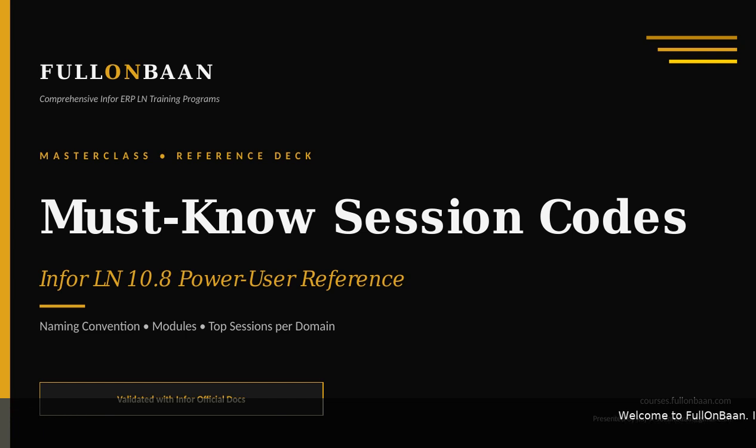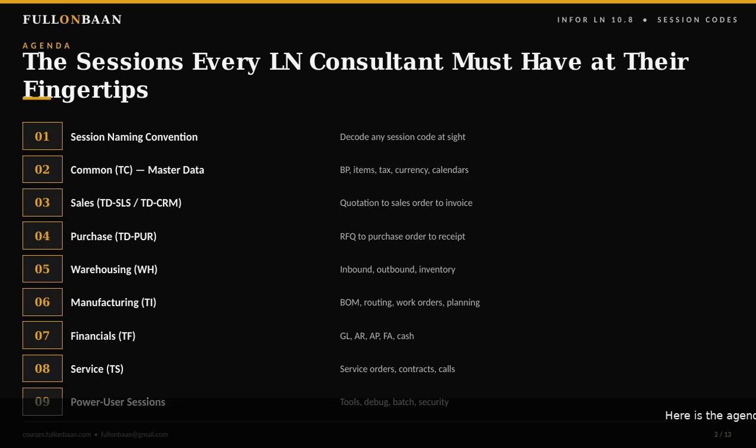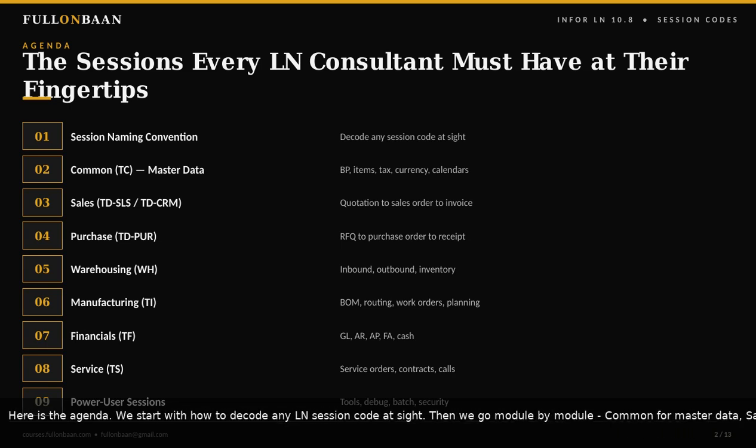Let us begin. Here is the agenda. We start with how to decode any LN session code at sight. Then we go module by module: common for master data, sales for the quote to invoice flow, purchase for RFQ to receipt, warehousing for inbound, outbound, and inventory. Next, manufacturing: BOM, routings, work orders, and planning.